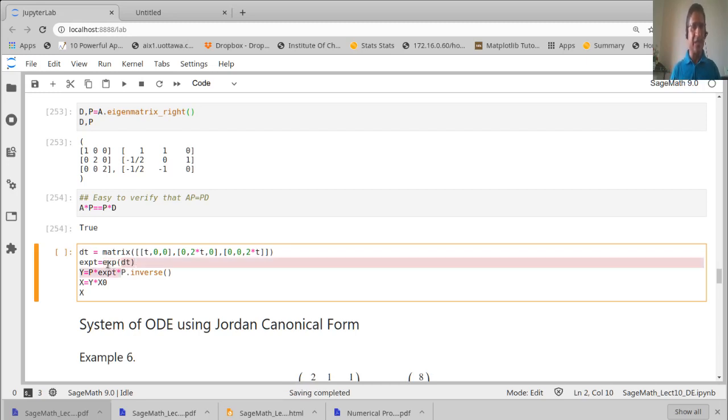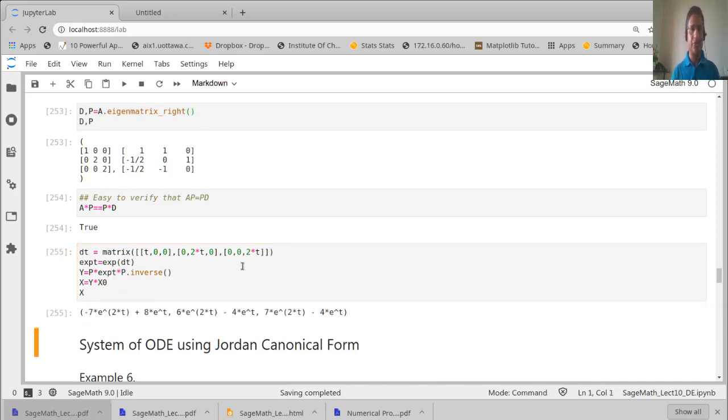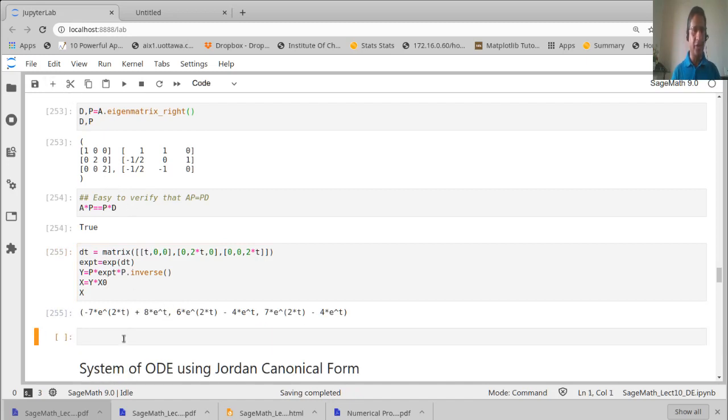So this exp again can be used for the exponential, and then define y equal to P into exponential of t, that is exponential of Dt, into P inverse, and multiply that by x naught, and that should give you the solution. So if you compare this with the original one, let me just print what the solution we got, so that we can compare here itself.